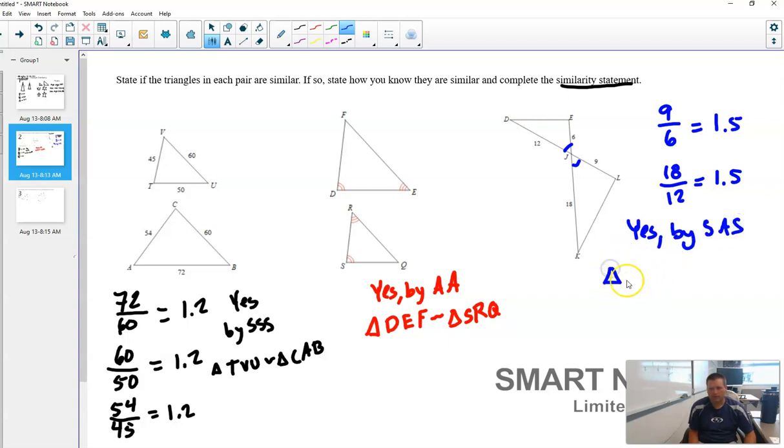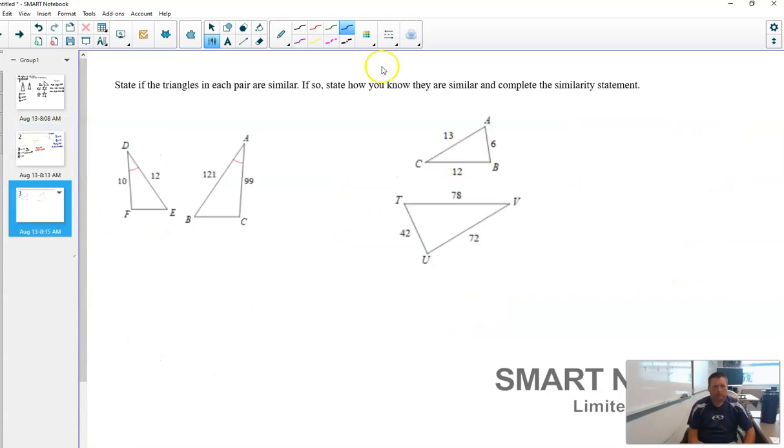And then my similarity statement, I'm just going to start with this. I'm just going to go JLK, so JLK, and then put the little squiggly, similar to triangle J, because they share that same vertex. I want L, so I need to go down the small side on this one, which should be E, so JED. Okay? Hopefully you guys are getting an idea of this. Let's do a couple more here.